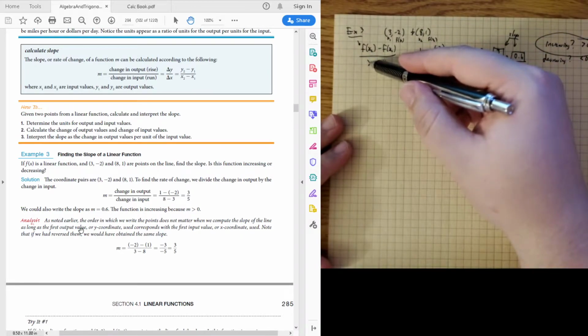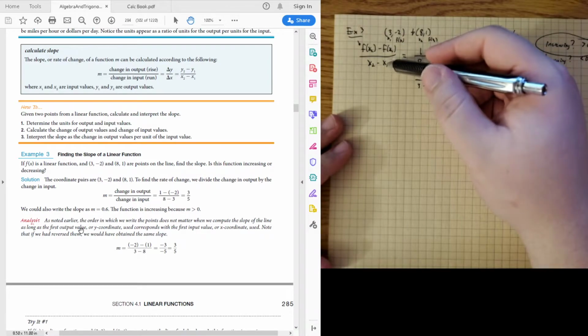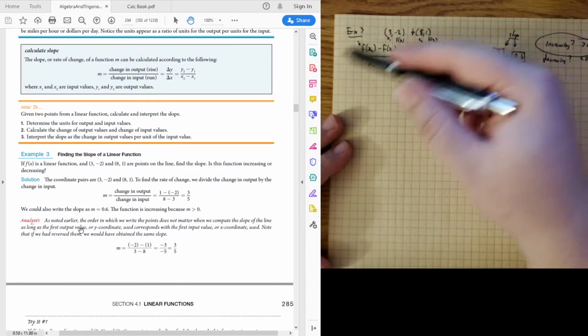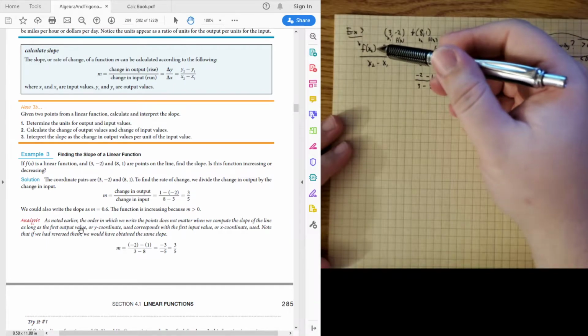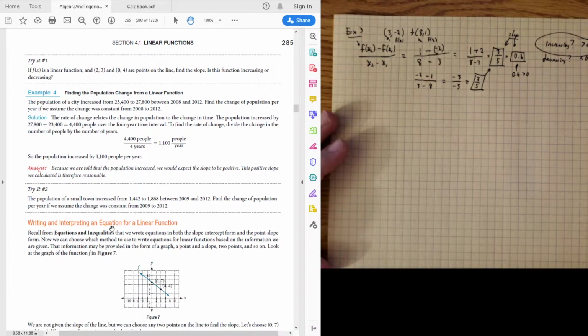x2 and f of x2 have to go first. f of x1 has to go second. They have to be kept together. If you flip-flop these around, you're going to get the wrong answer. All right. Next.